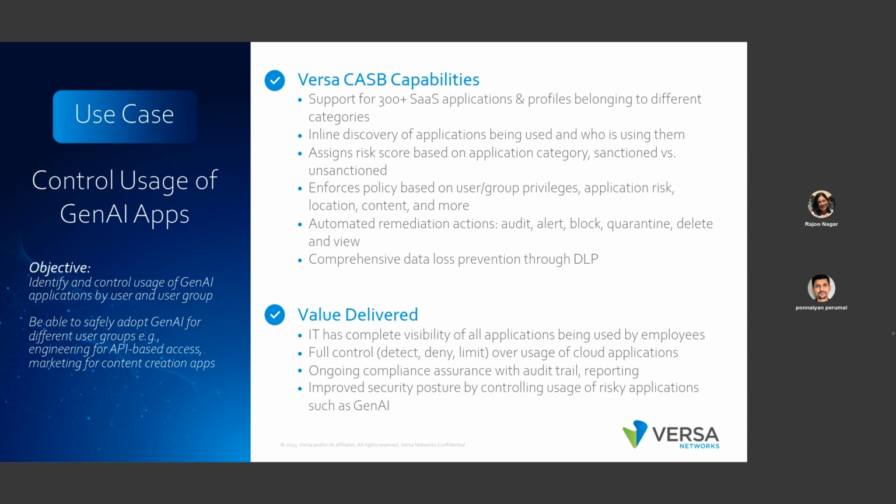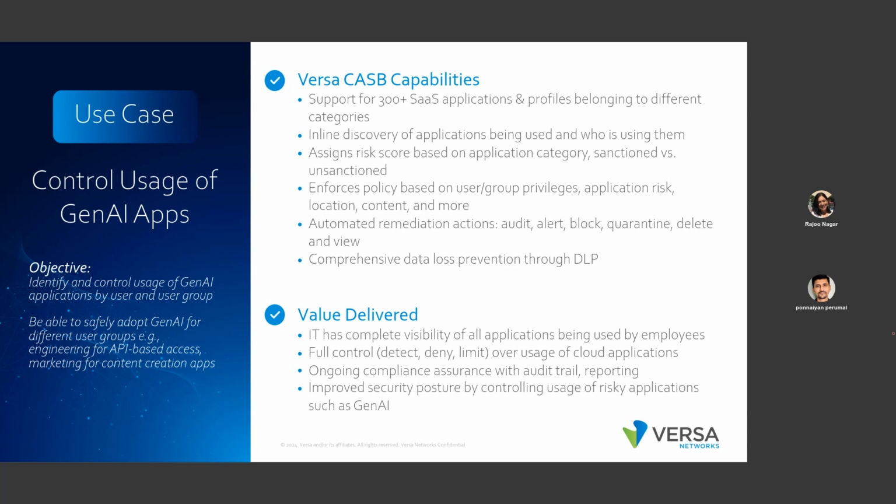So here, for this use case, you can leverage the application categories already available, or you can create your own custom SaaS application, Gen AI SaaS application, or you can group a number of Gen AI applications in a Gen AI category, and you can be as granular as you want in defining policies for that.